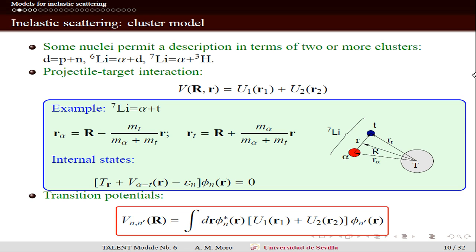We can have a diagonal transition potential that describes something like the motion of the center of mass of the system. But we can calculate also, putting here a ground state and excited state, a transition potential between the ground state of lithium-7 and the first excited state. And this describes inelastic scattering of lithium-7.